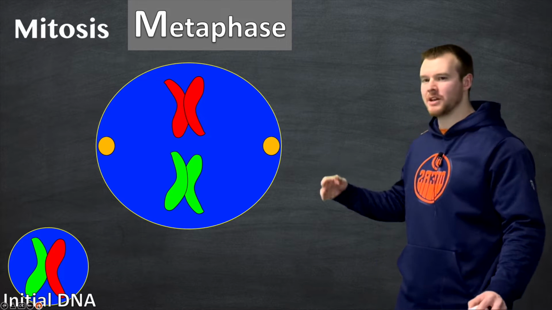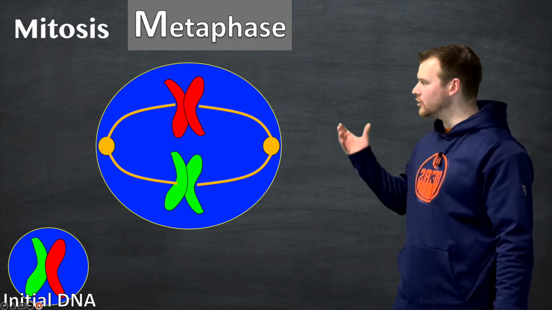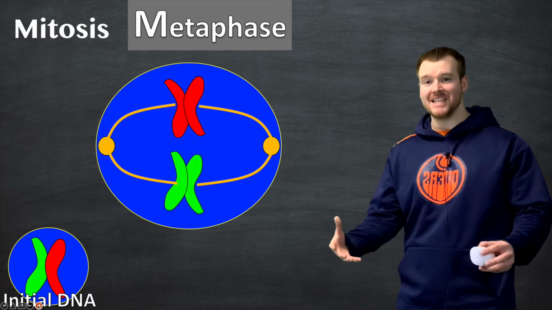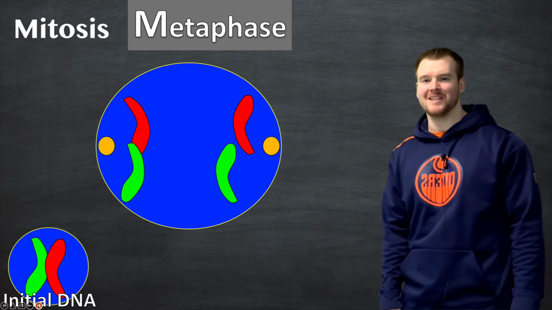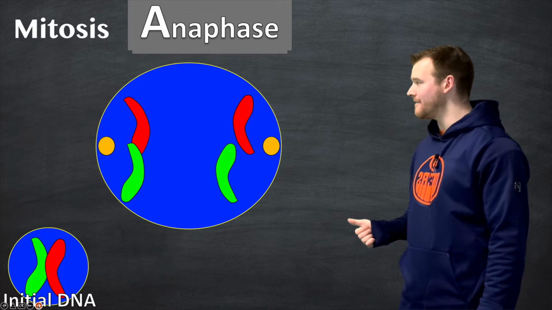So we have these centromeres on the side. They're going to reach out and grab onto the center of those DNA pairs, and it's going to pull them apart to opposite sides of the cell, and that is called anaphase.